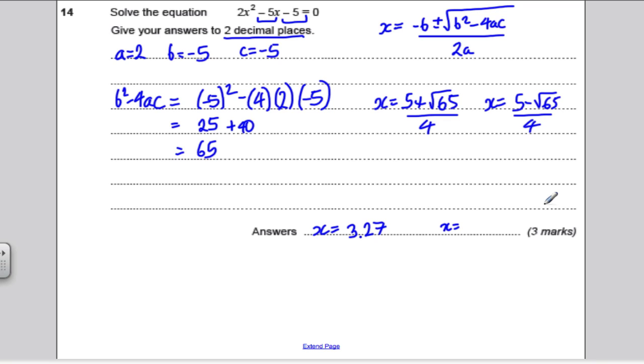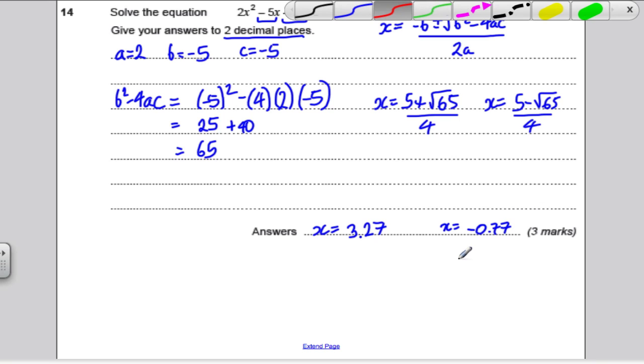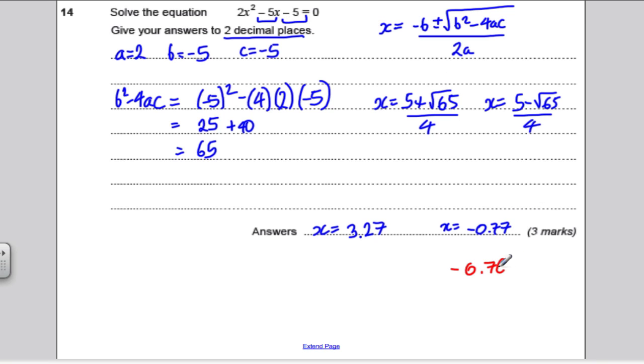Or on the other hand, minus 0.77, and I have rounded that. When I got that, for example, out of my calculator, it was minus 0.76556. So to round it to 2 decimal places, I put a line after the second one. That's 5 or more, so I round that up to 0.77.